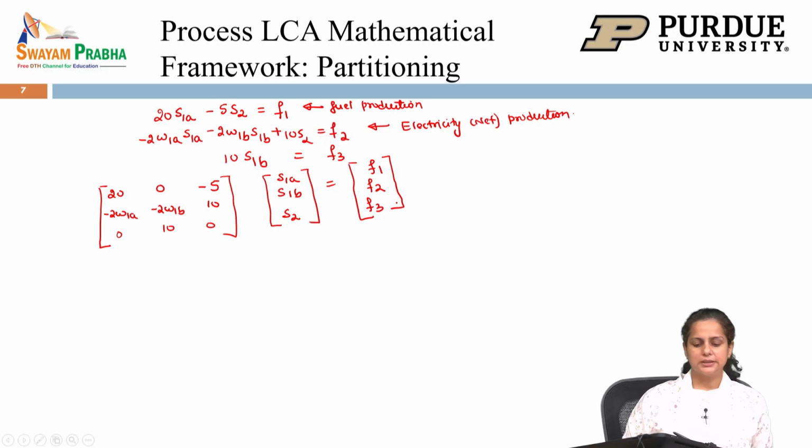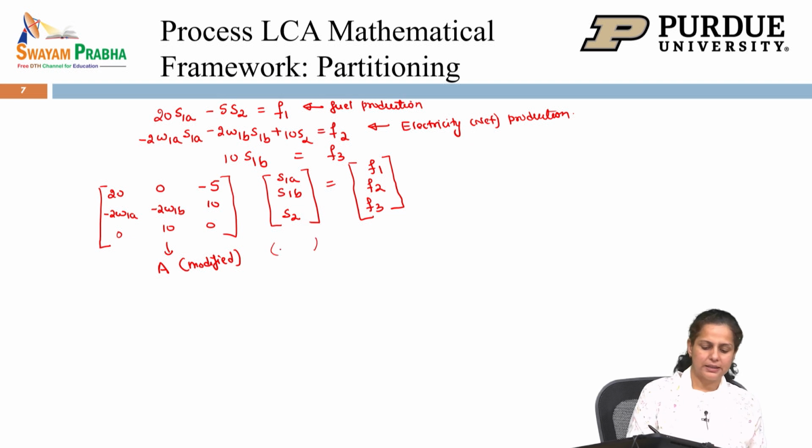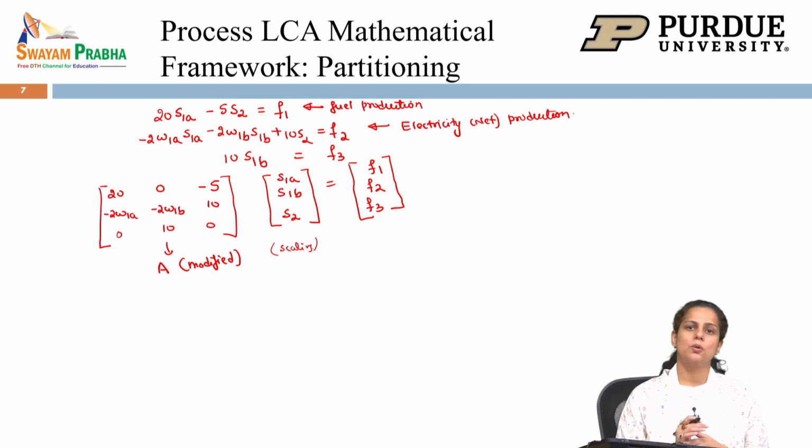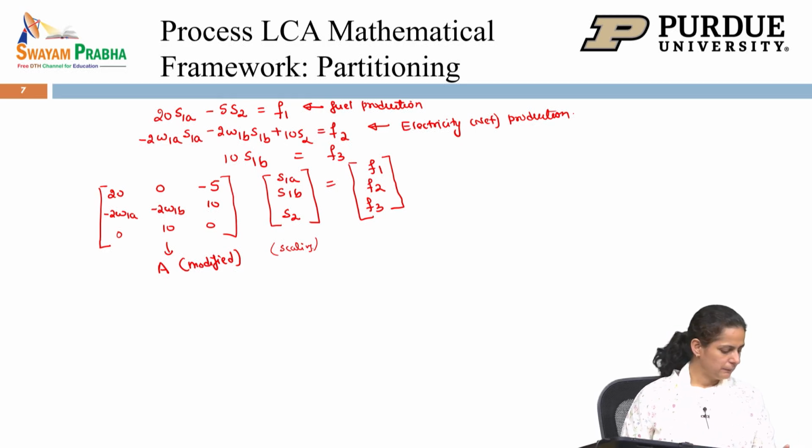Okay. So, that is our new equation. This is our modified technology matrix, and this is our modified scaling factors. Now when you have to set up a new study where you want to study the impact of fuel, then your F2, which is the demand for electricity, or F3, which is the demand for byproduct, can be set to 0, and we can see the actual impact of just the production of fuel, because we are eliminating the burden that is being done because of the production of byproduct.